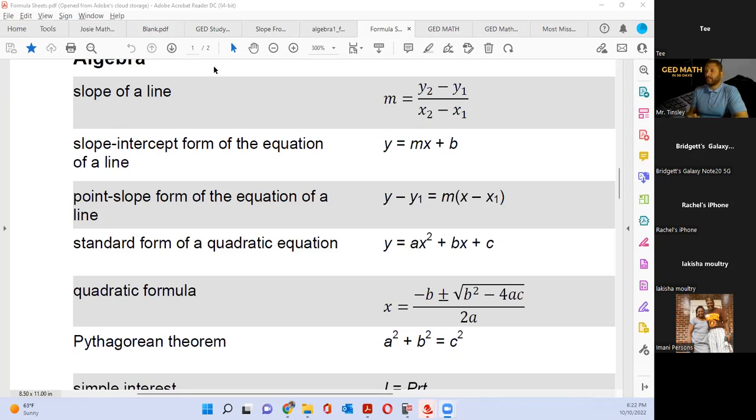What I know is the top one, slope of a line, that I learned, but then the next three, I don't know. I haven't gone over them. So 1, 2, 3, right? Those three right there. And actually the next one, standard form of a quadratic equation.